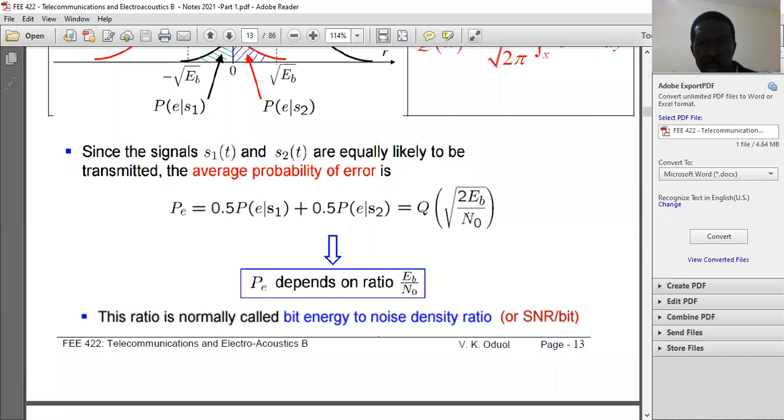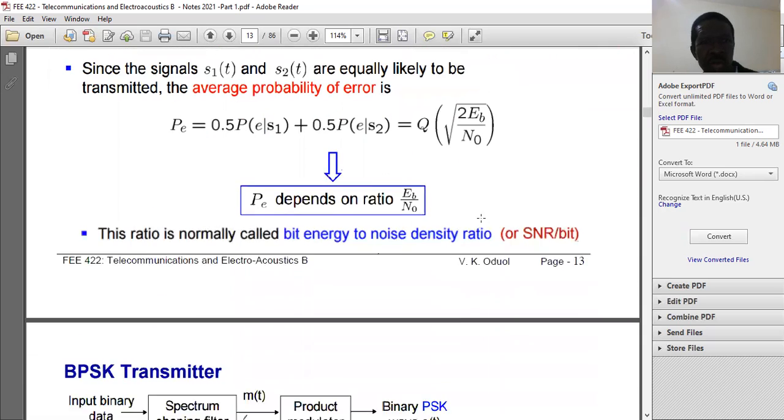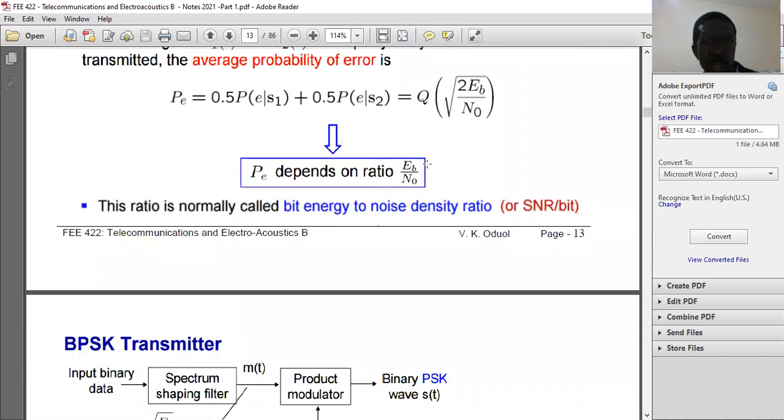And so what you end up having is that the probability of error is the Q, the Q of the square root of 2Eb over N0. We have explained what Q is earlier. So this gives us the probability of error in BPSK.